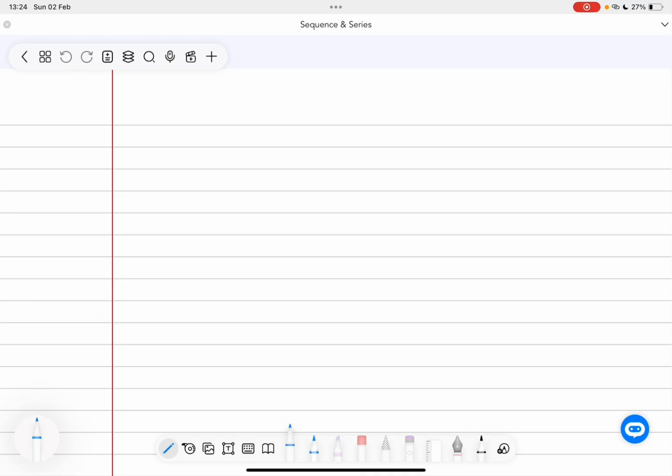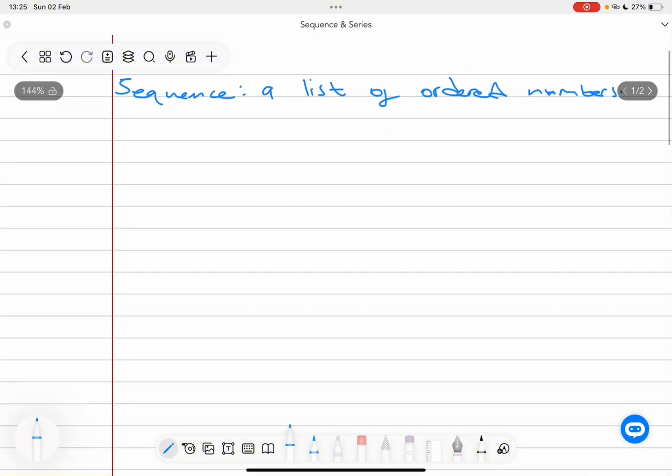Today, I'll be breaking down the details of sequences and series for grade 12. Our first lesson will be based on the introduction of what a sequence is. A sequence is defined as a list of ordered numbers. Now, what I mean by this, I will use an example.